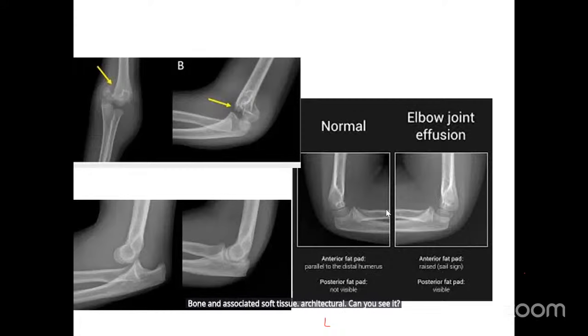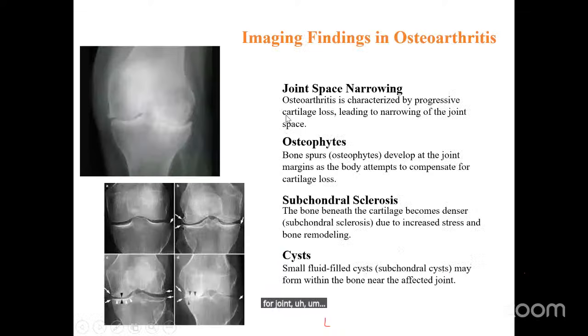But everybody in the field prefers a bone-out view. If it is bone-out, we will not see this sail sign appearance. Sail sign, okay, appearance for fluid, for joint effusion.